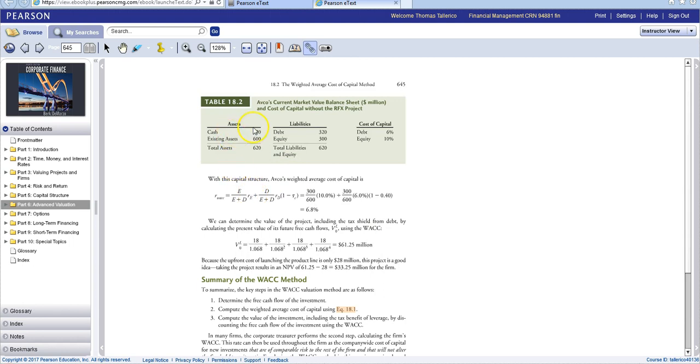So if you look at the balance sheet here, we know that they invested 20 million and they have 600 million in assets. So here's their total assets, and the debt is 320, and the equity is 300. We end up with total liabilities and equity of 620. The balance sheet has to even out. Here's the two cost of capital, which we use right here.